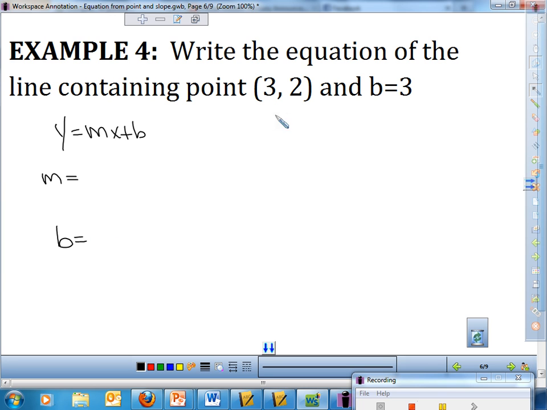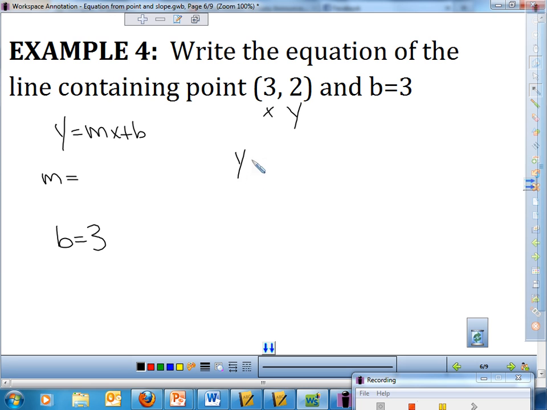Now, in this example, I'm given a point again, so I'm going to label that x and y so I know which one x is and which one y is. But in this example, I'm given that b equals 3. So I need to write that b equals 3, not m. We're going to do the problem similar, but just slightly different.